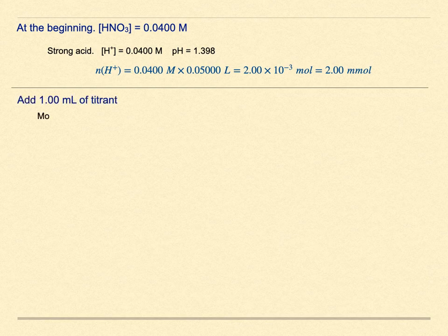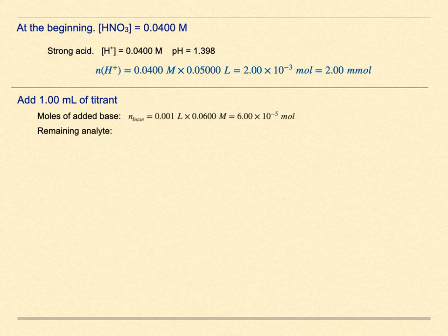Add 1 milliliter of titrant. The moles of added base, 0.001 times 0.06, or 6 times 10 to the minus 5 moles. This reacts fully with as much analyte as it can. The remaining analyte is 2 millimoles minus 0.06 millimoles, 1.94 times 10 to the minus 3 moles.